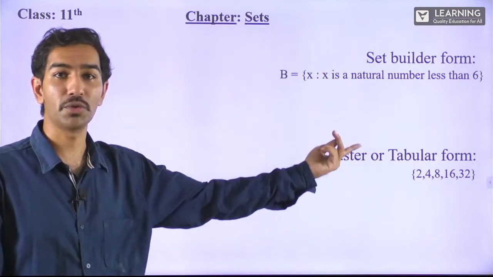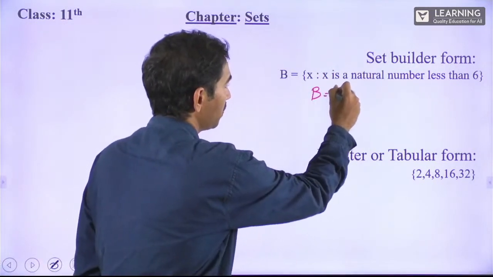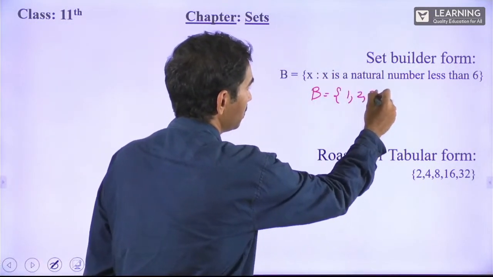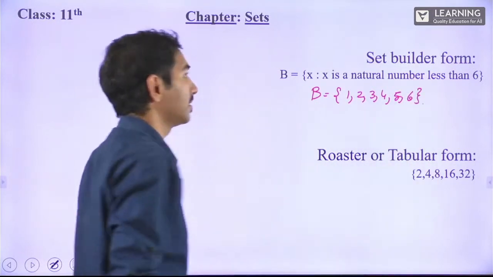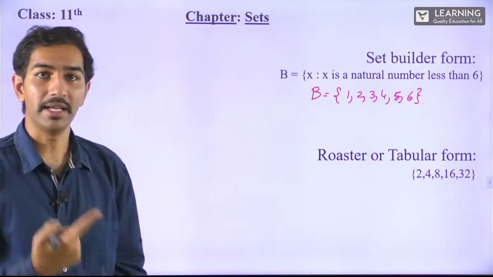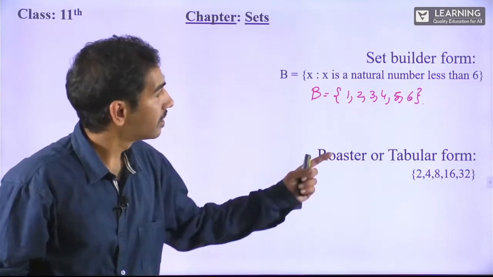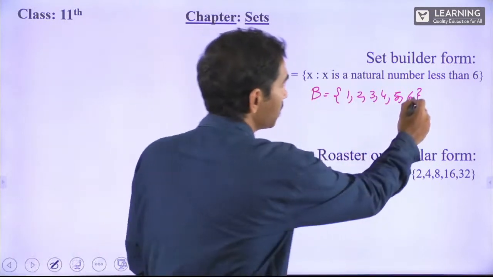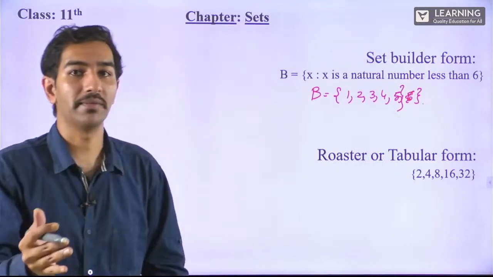How do you convert it into the roster form? In the roster form you can write it like this: B equals {1, 2, 3, 4, 5}. Correct? See, in set builder form it is written x such that x is a natural number and it is less than 6. Less than 6 means 6 will not come, only until 5. Less than 6 means 1, 2, 3, 4, 5.